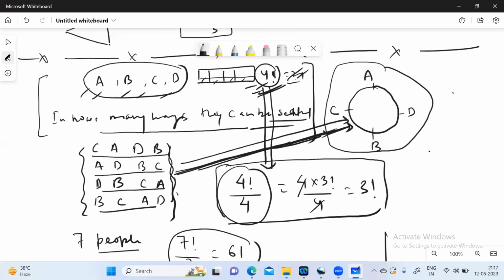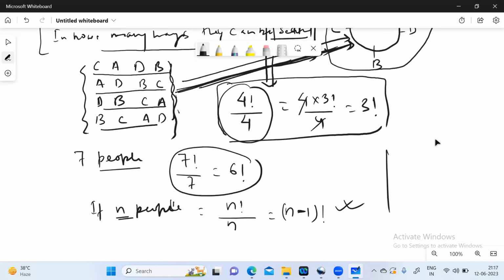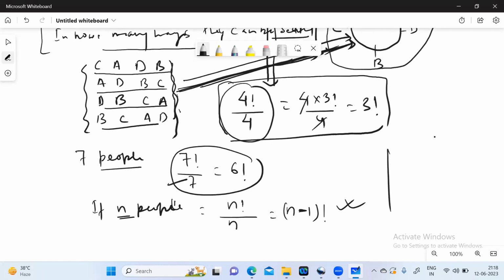Now are you getting here? Yes. So that's why it will be divided by 4. And similarly, here it will be divided by 7. And similarly, for n factorial, it will be divided by n. And the final value that you will get is (n minus 1) factorial.